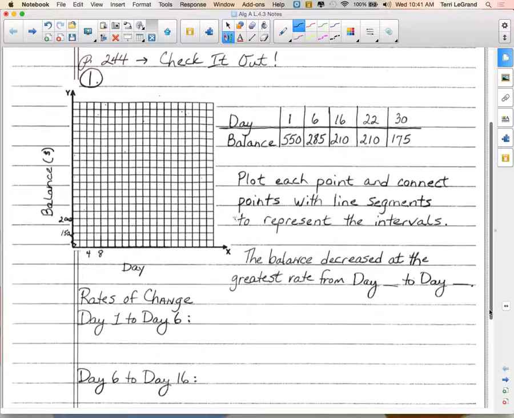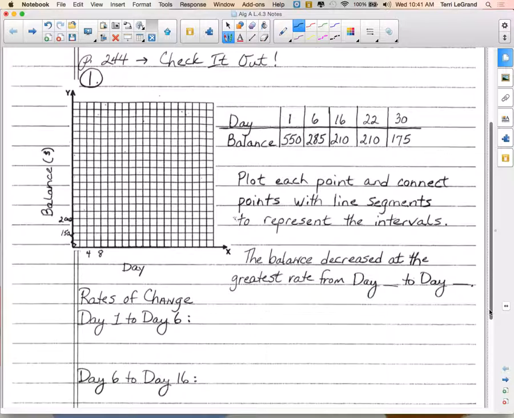Okay, Preston, thank you very much. The table shows the balance of a bank account on different days of the month. Find the rate of change for each time interval. During which time interval did the balance decrease at the greatest rate? Okay, thank you, Preston. So, you know what's really important in there, that middle sentence? Find the rate of change for each time interval.